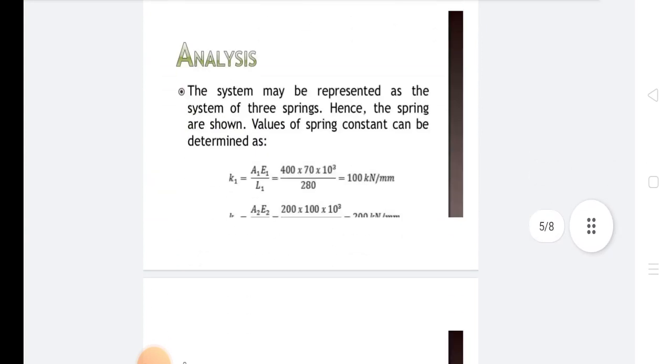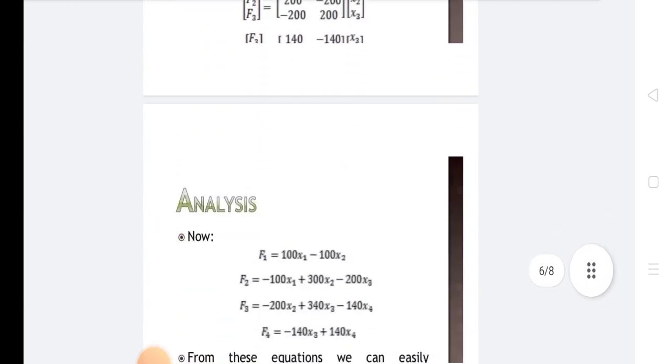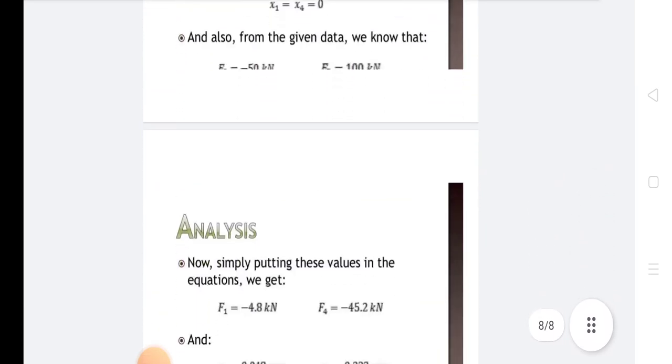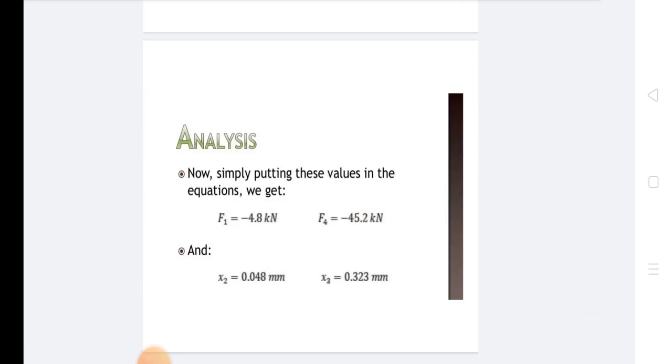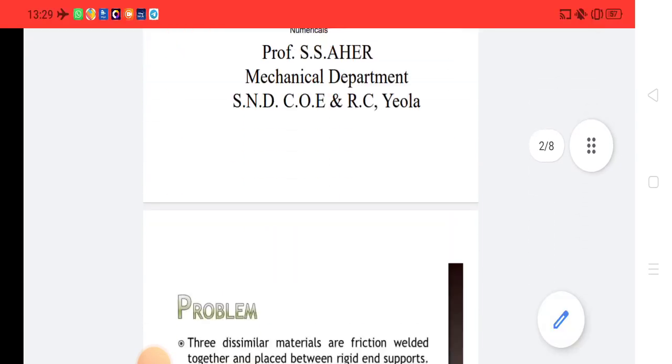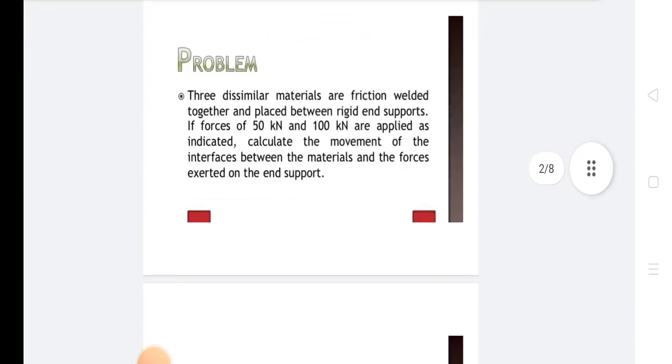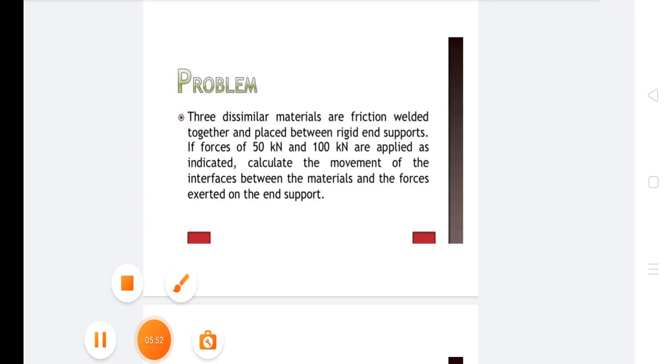This is the analysis. Only the formula is applied, and after this we get the forces: F1 is equal to minus 48 kilonewton, F4 is equal to minus 45.2 kilonewton, and X2 is equal to 0.048 mm, and X3 is equal to 0.323 mm. So this is a very simple problem. Only apply these boundary conditions. After applying the boundary conditions, we get the solution.